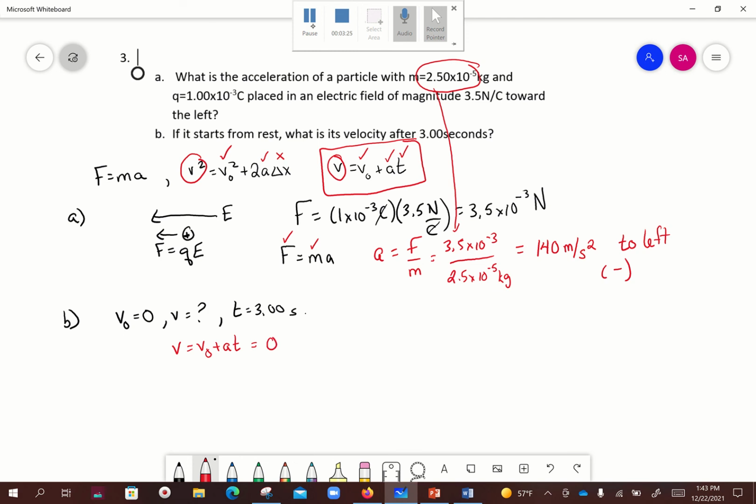So V0 is 0. A is minus 140. And T is 3 seconds. So 140 times 3 is 420 meters per second, and that's negative. So that negative velocity just means that it's moving towards the left. So that's quite a quick and easy problem. It just requires for you to remember stuff from chapter 2 in Physics 1.